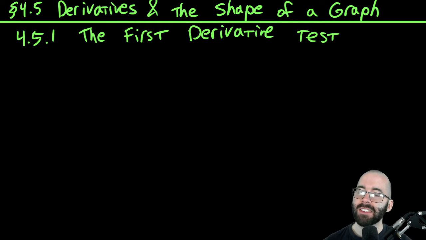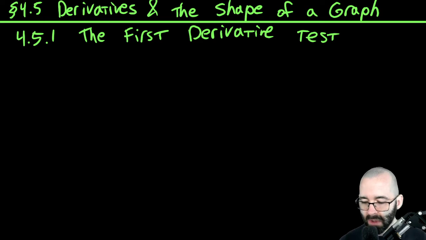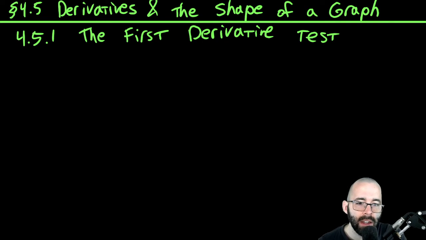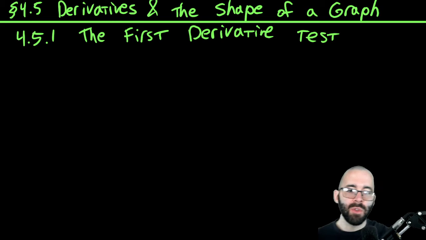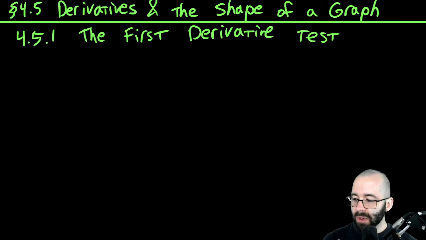Basically, this section is kind of like the last section in that it is connecting information about graphs of functions with the derivative. So kind of trying to go full circle here and really go back to what a derivative is and how it connects with graphs. And specifically, we're going to start by talking about the first derivative test.